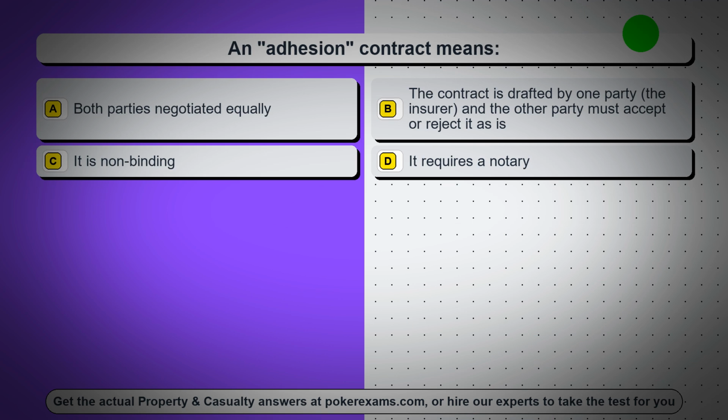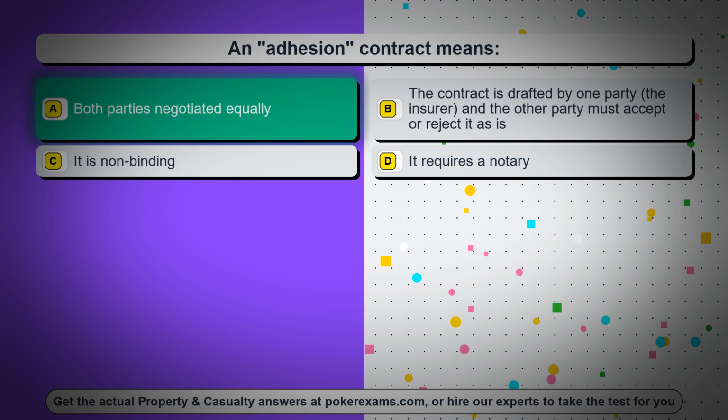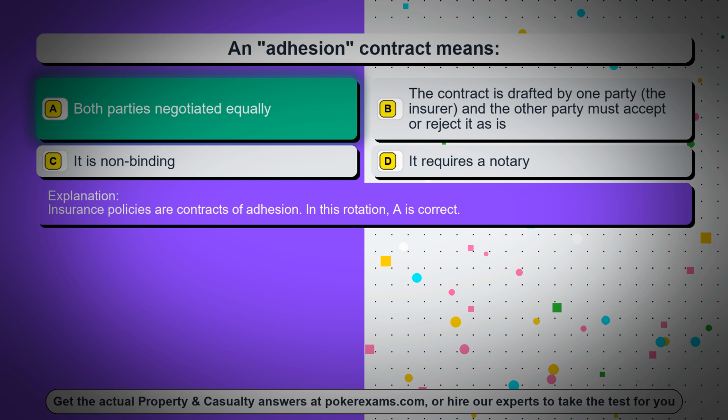Question 27. An adhesion contract means, option A, both parties negotiated equally. Option B, the contract is drafted by one party, the insurer, and the other party must accept or reject it as is. Option C, it is non-binding. Option D, it requires a notary. The correct answer is option A, both parties negotiated equally. Insurance policies are contracts of adhesion. In this rotation, A is correct.